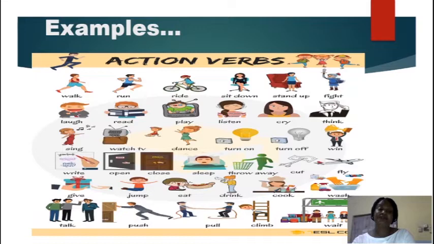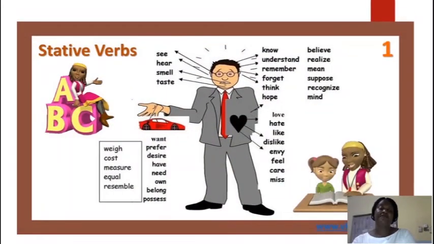So let's look at the examples of static verbs. Static verbs, they are verbs of the mind. They are verbs you do not see, but you feel. Now, let's look at some examples of static verbs. We have see, hear, smell, taste. These are verbs of the sensory organs.